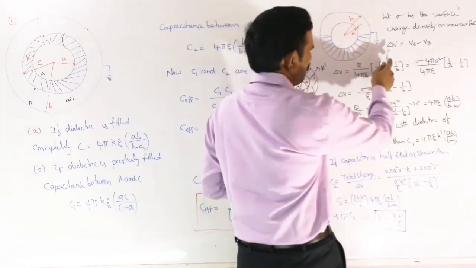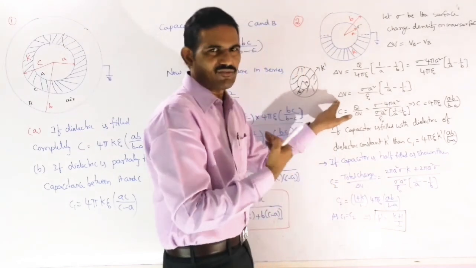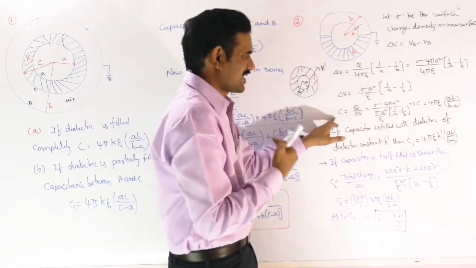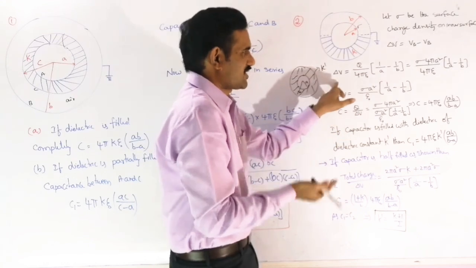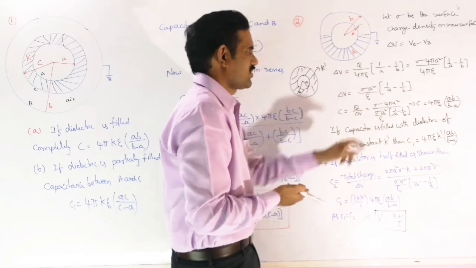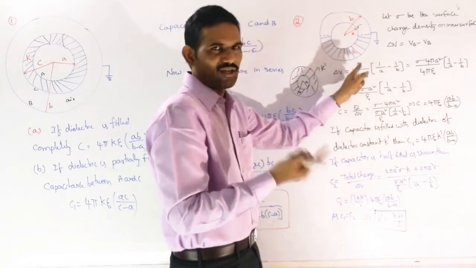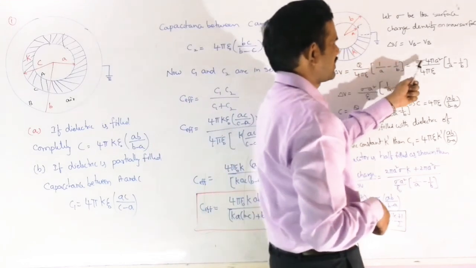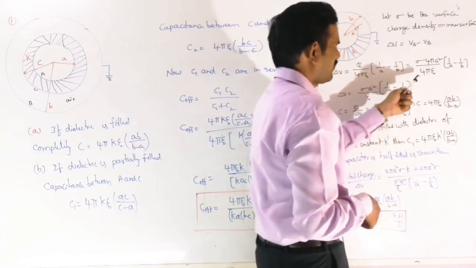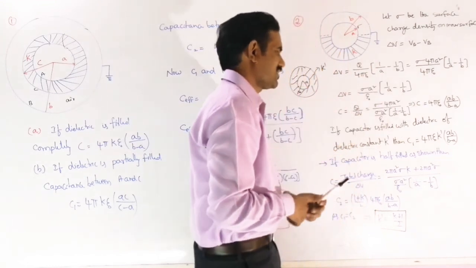Now we need to calculate the potential difference. We already did this calculation in the derivation of the capacitance. Once again I am writing this: Q by 4 pi epsilon naught into 1 by A minus 1 by B. Now we write this Q value in terms of sigma: sigma into 4 pi A square, by 4 pi epsilon naught. This is the Q value. Into that you will get, finally, the potential difference.